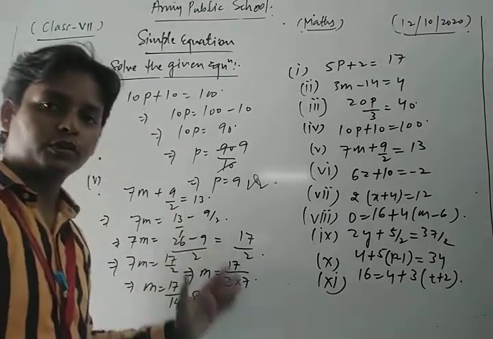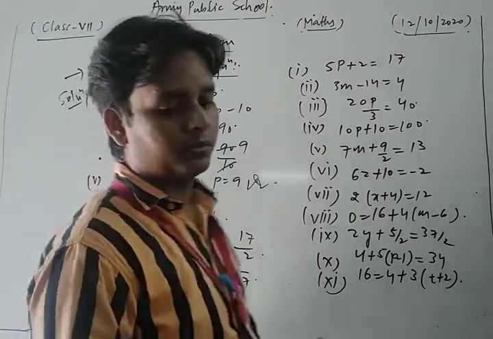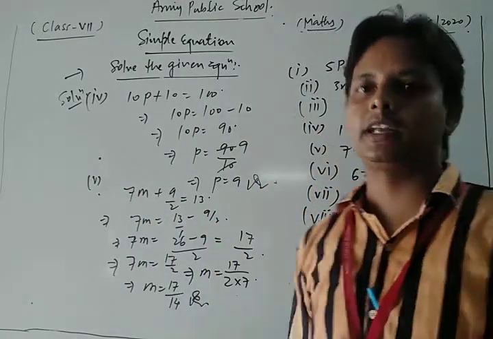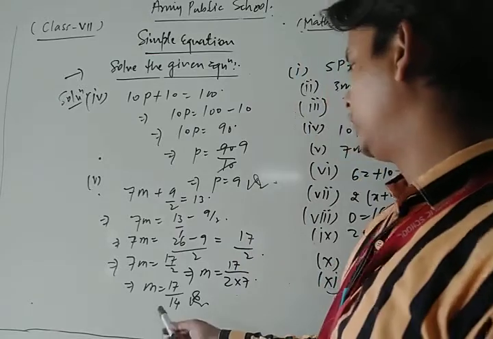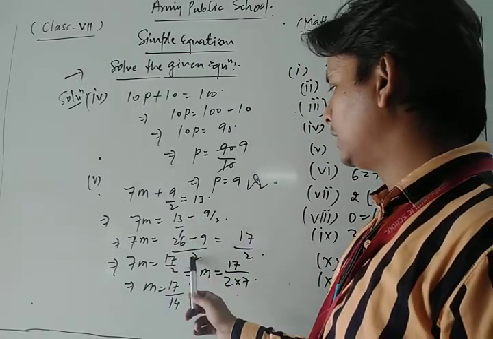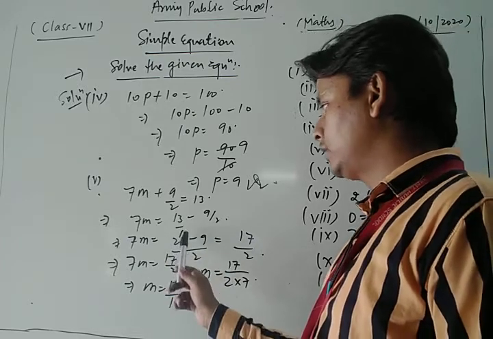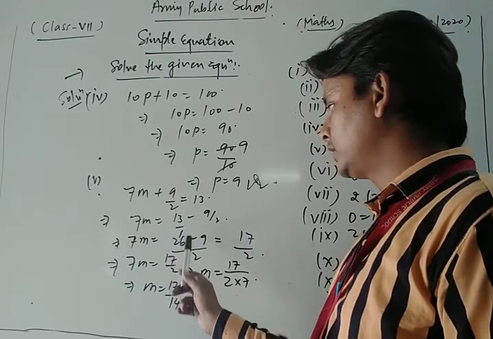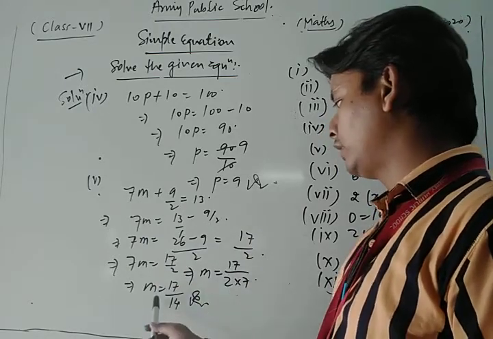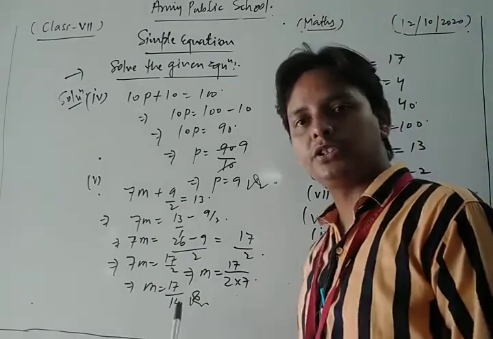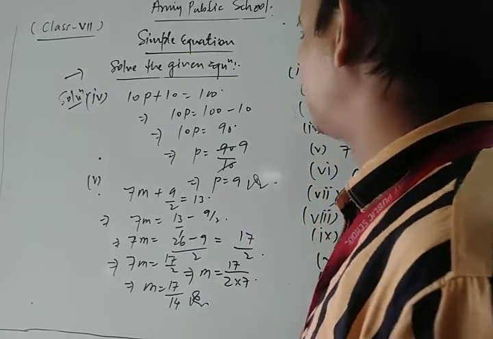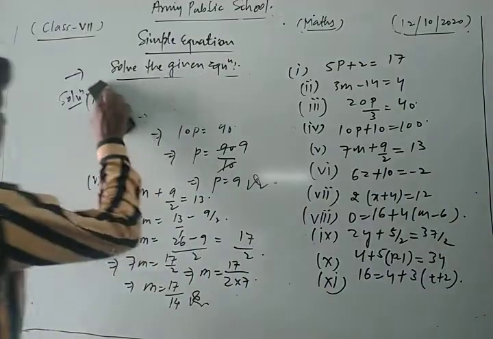Dear student, let me explain this question. In solving any equation, first of all we separate the variables and constants. So first we transfer plus 9 by 2 to the other side. Now we take 2 as LCM. After simplifying we get 26 minus 9, which is 17 upon 2. So 7 is transferred to the other side, so the value of m is 17 by 14. This is our required solution of the given equation. Similarly, we take and solve the next part of this question.